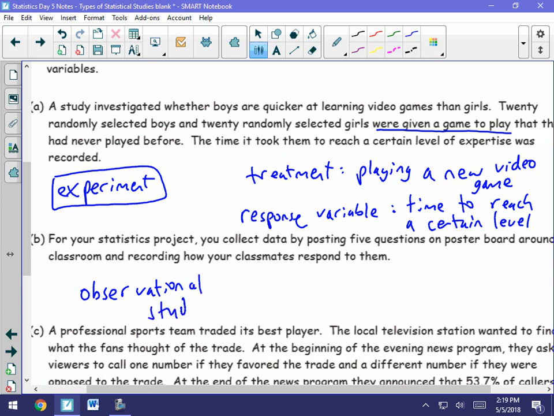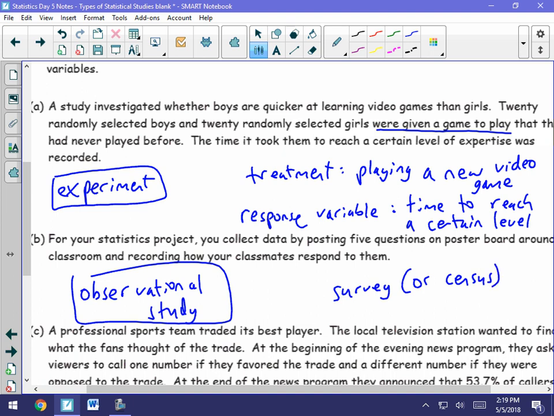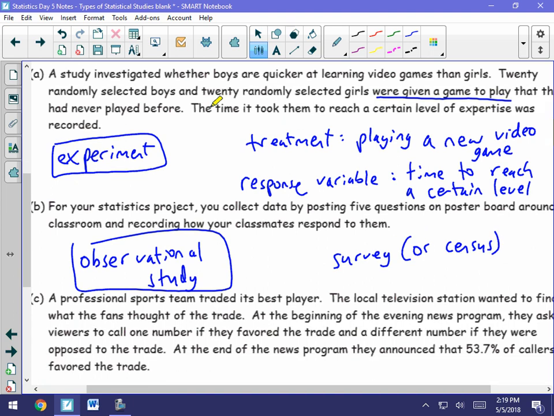Observational study. It's actually a survey. You could also call it a census too. It just depends on what you're measuring. So it's a survey if you consider the population to be all of the students in the school. So you're saying, I want to do a survey of all the students in the school. I'm going to take a sample of that and survey my class.